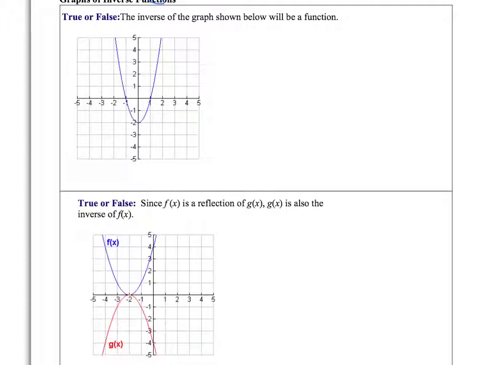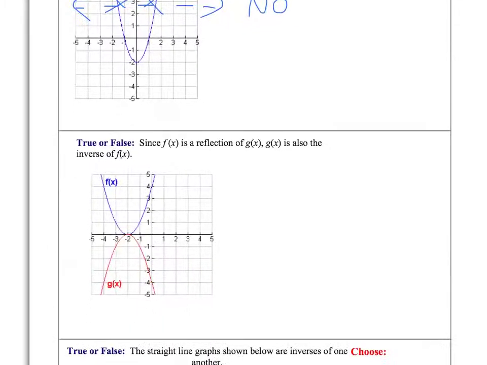Well, let's look at some graphs. It says the inverse of the graph shown below will be a function. In order for an inverse to even exist, it would have to pass the horizontal line test. This is not passing the horizontal line test, so the answer is going to be no.